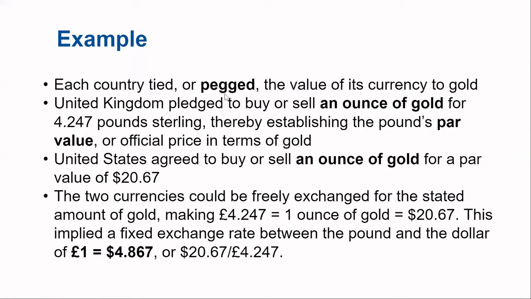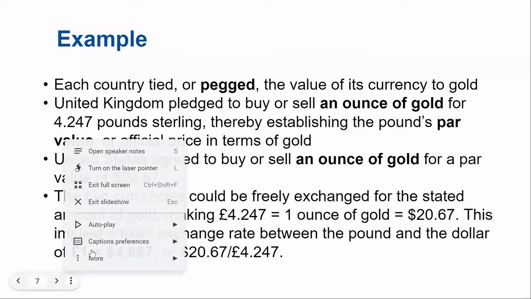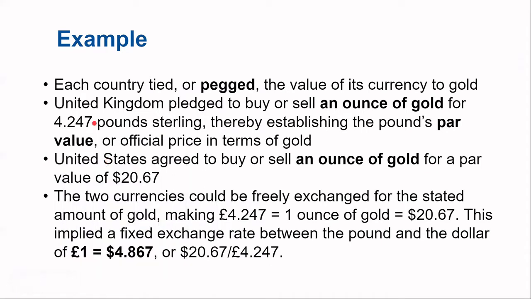Each country pegged the value of its currency to gold. For example, the United Kingdom pledged to buy or sell an ounce of gold for 4.27247 pounds sterling, establishing the pound's par value, the official price in terms of gold.